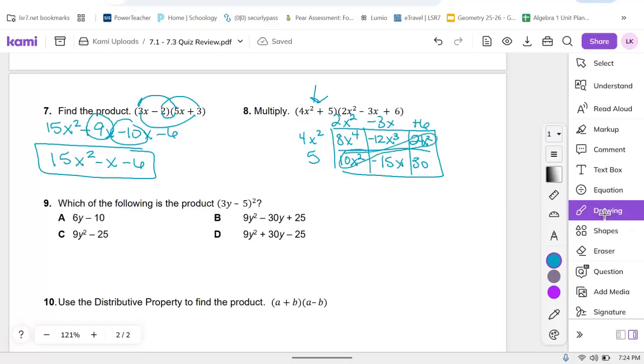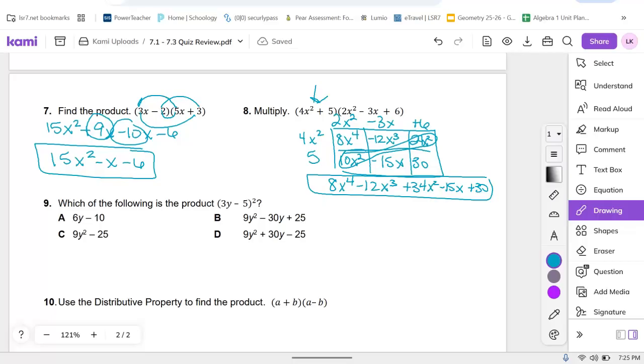So I have 8x to the fourth minus 12x cubed. 10x squared plus 24x squared is 34x squared minus 15x plus 30. And that would be your answer.